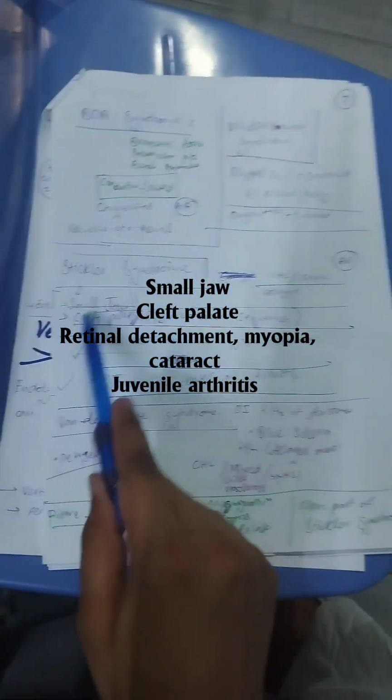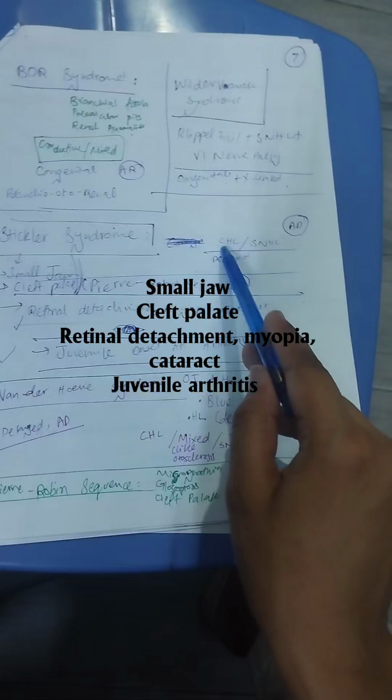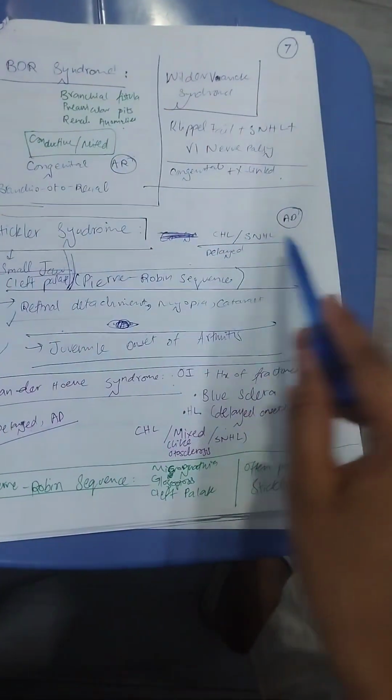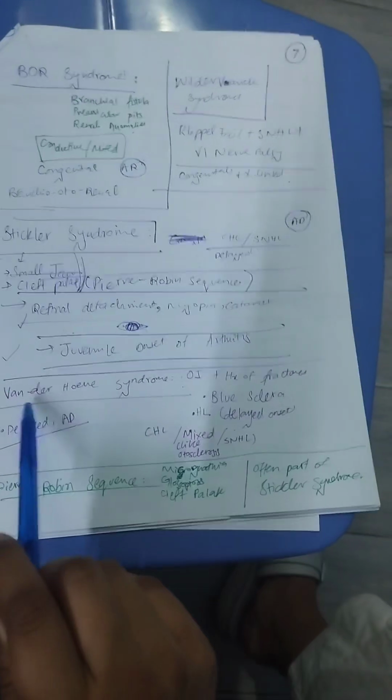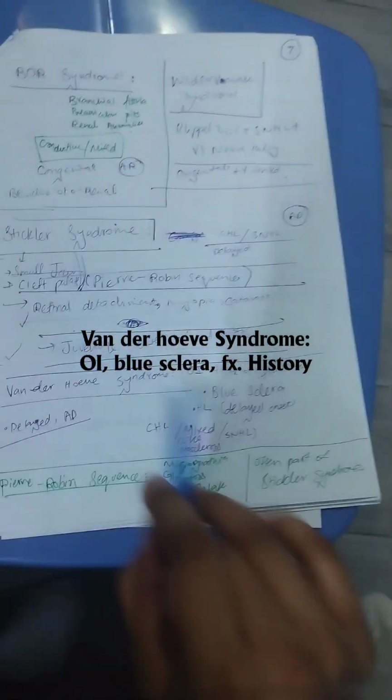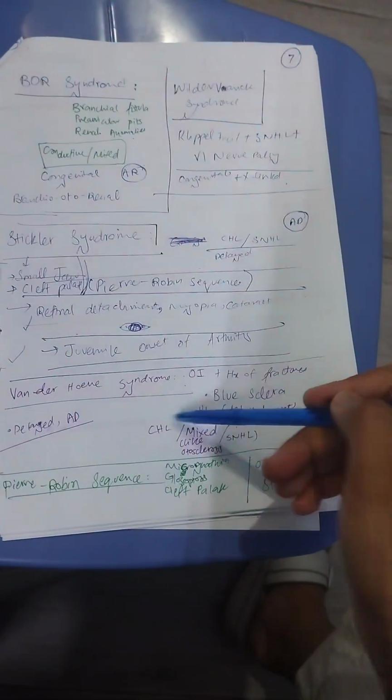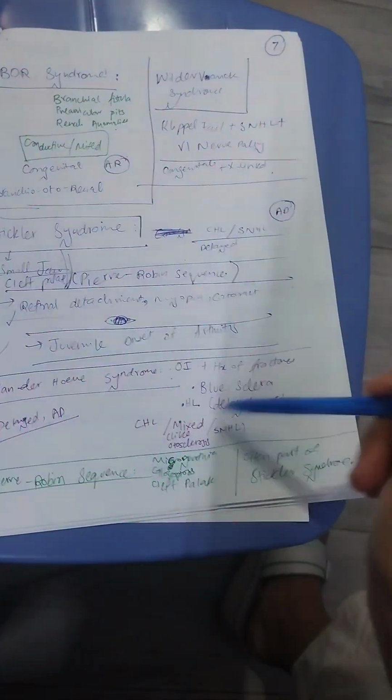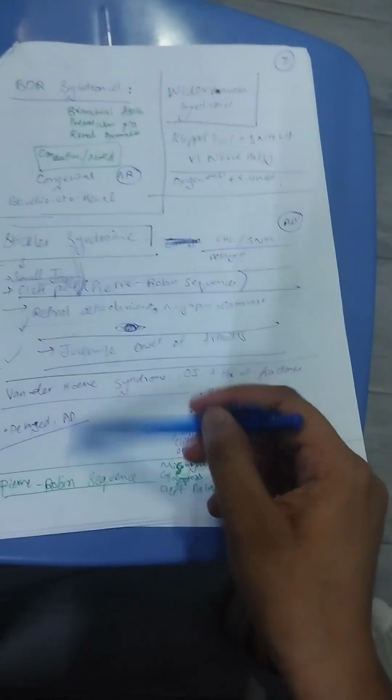Now for the Stickler syndrome, it is autosomal dominant, and it causes conductive or sensorineural hearing loss, and it is delayed. Now for the Van der Hoeve syndrome, just remember that it causes blue sclera, with a delayed onset. It can be all of them, like it can cause conductive hearing loss, mixed or sensorineural hearing loss, and it is delayed, and autosomal dominant.